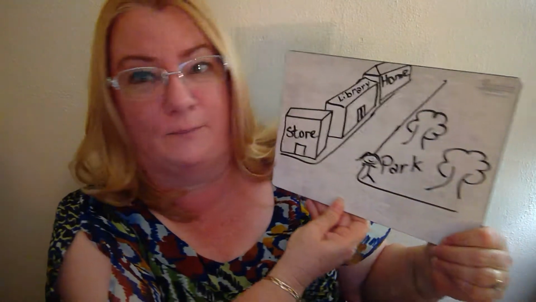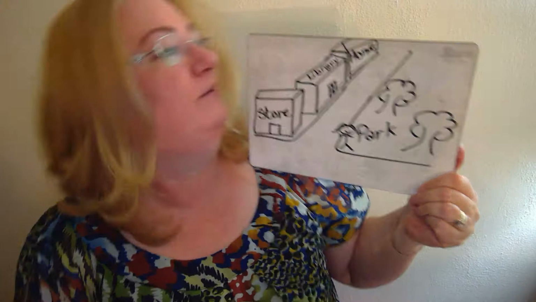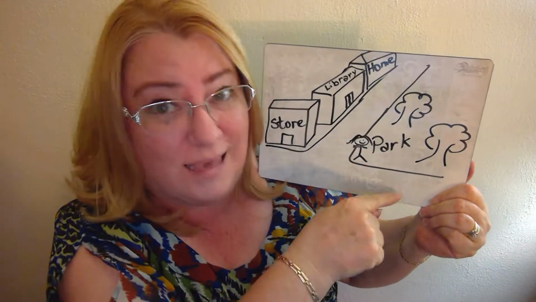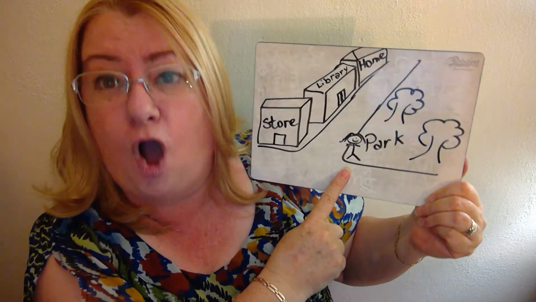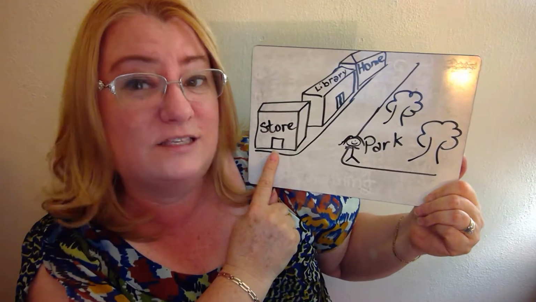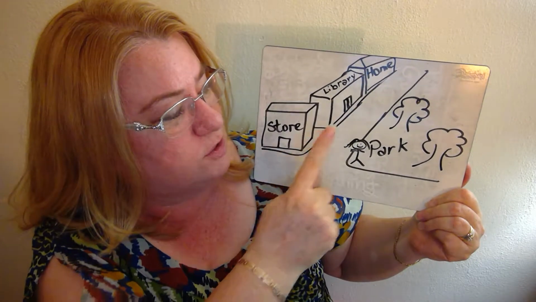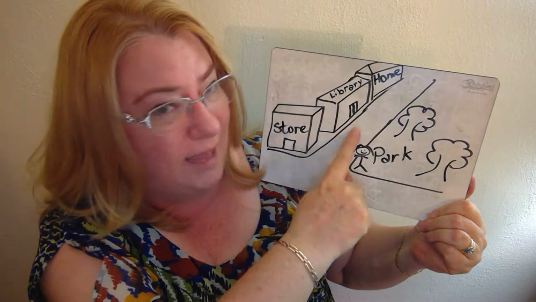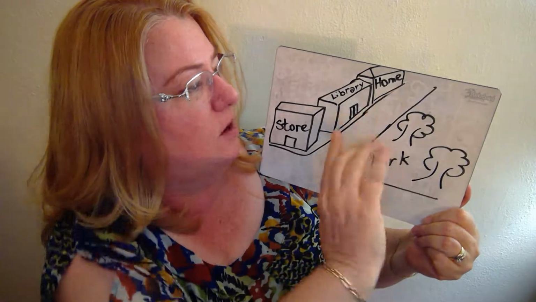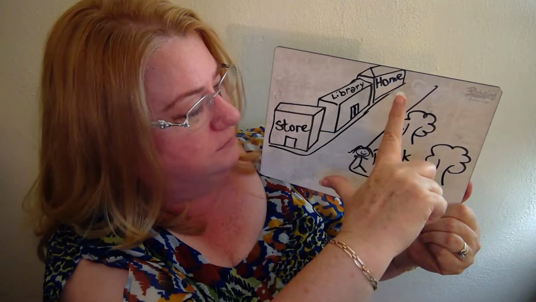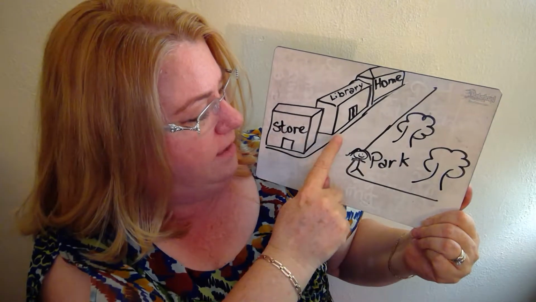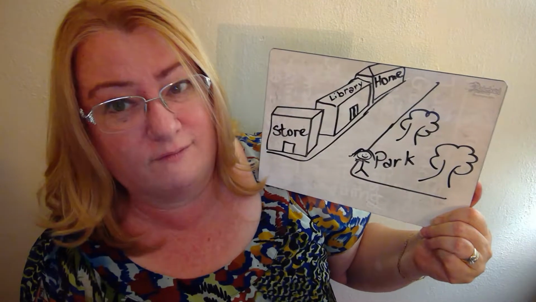So let's give an example. I drew an imaginary neighborhood, and here I am at the corner, because I'm getting to the corner, and I'm standing on the corner of the park, and across the street is the store. Behind the store is the library, but the library is between the store and my home. My home is on the right side, so if I'm looking at it, that's not an L, that's my right side. And the store is on the left side of the library.